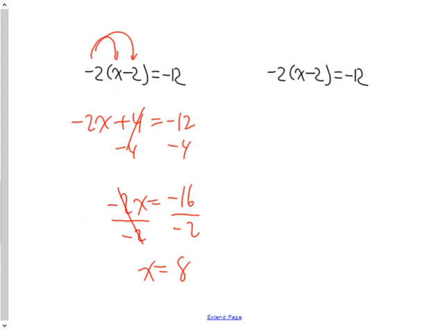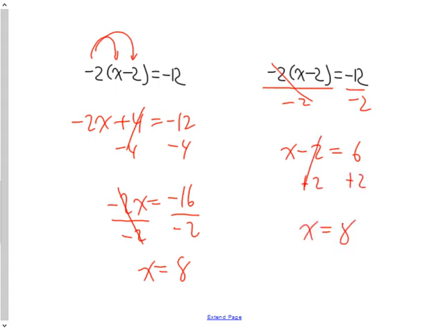If I employ the other way, which is not using distributive property, but rather division first, instead of saying -2 groups, if I divide both sides by -2, I will have 1 group of x minus 2 is equal to 6. Just a constant in the equation, so I'll add 2 to get rid of the constant. And x will still equal 8. 2 pathways to get the same value of x. Both cases equals 8.